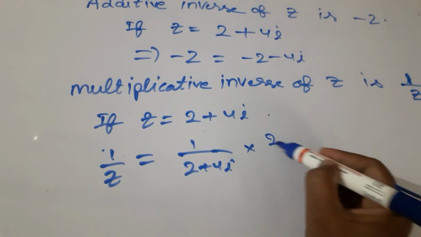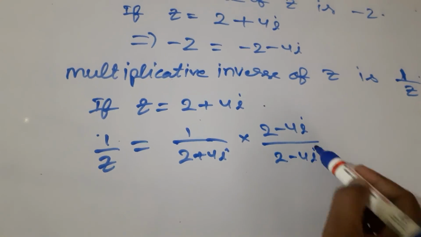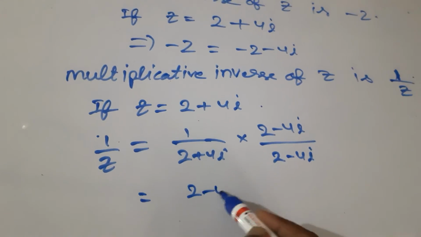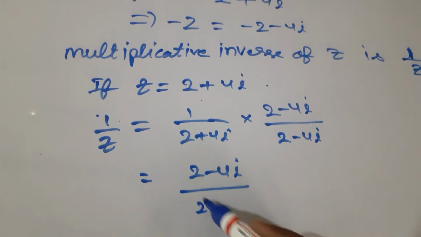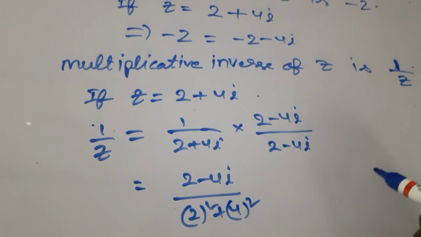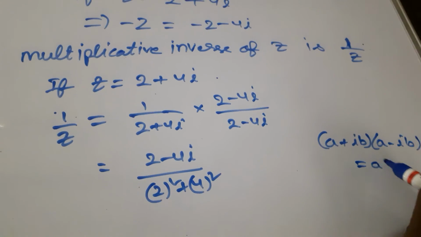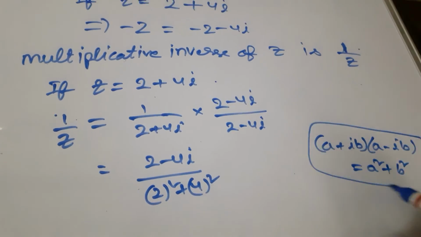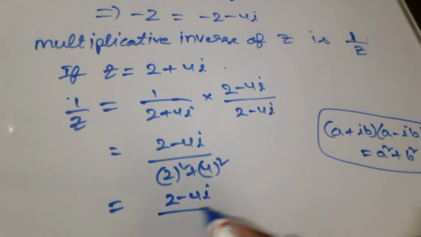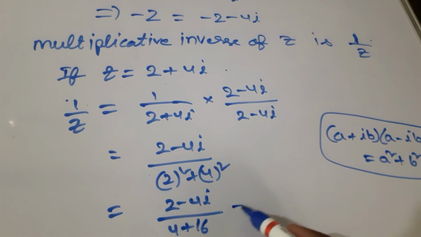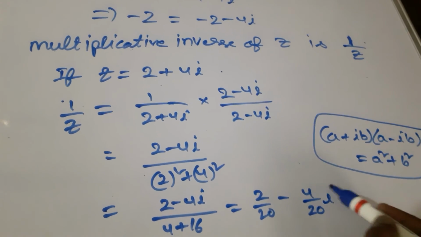So multiplying and dividing with 2 minus 4i. Here plus is there, so you take minus: 2 minus 4i. Here again 2 minus 4i. Simplifying this: 2 minus 4i by, this is 2 plus 4i into 2 minus 4i. You will get 2 square plus 4 square, using the formula a plus ib into a minus ib, we have a formula a square plus b square only. So here 2 square plus 4 square. This is 2 minus 4i by 4 plus 16, 20. So 2 by 20 minus 4 by 20 into i.